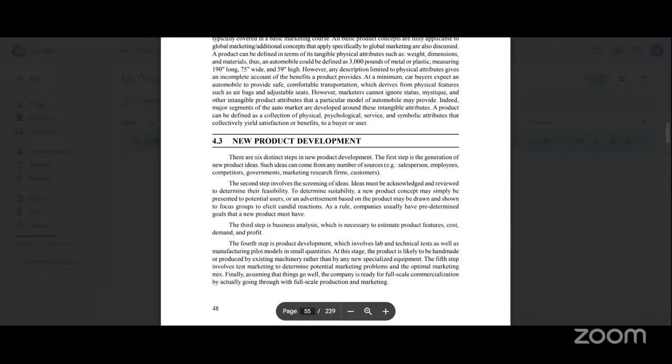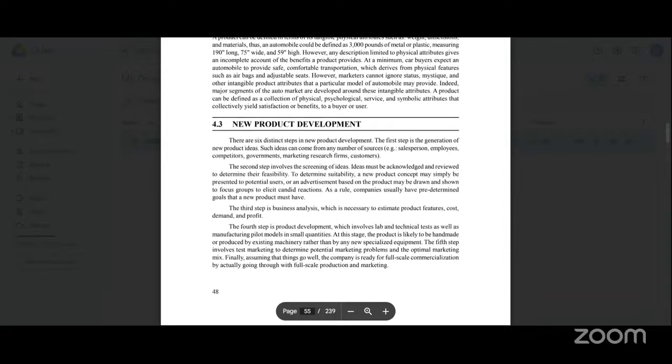So, these are the intangible product attributes, but we also understand that these intangible product attributes are largely derived from the physical, tangible attributes. So, a number of markets may be developed around these intangible attributes as well. So, if we broadly define a product, now we need to understand that it has to be redefined as a collection of physical, psychological, service, and symbolic attributes that collectively yield satisfaction or benefits to a buyer or user.